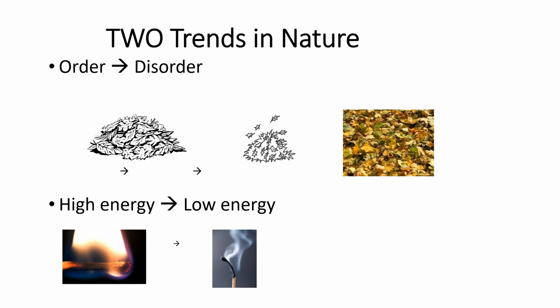If you go on to 1062, you'll also look at the trend in nature to go from a more ordered system to a more disordered system. So we're going to focus on energy transfer. And this is a downhill process. So energy is always transferred from a region of high energy to a region of low energy.